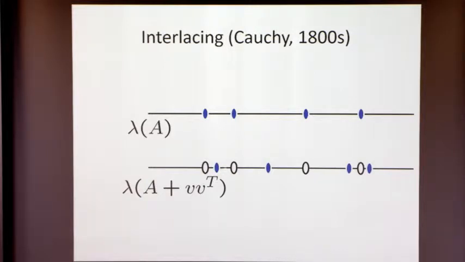And they're not just bigger in some arbitrary way. Something very structured happens, which is you get this interlacing phenomenon. Between every two eigenvalues of the old matrix, you have an eigenvalue of the updated matrix. So they all move forward, but they never jump across. This is something that was proven by Cauchy in the 1800s.